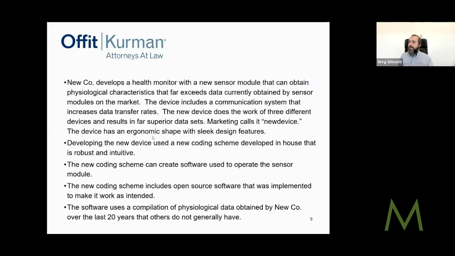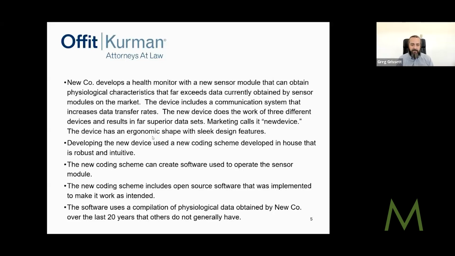Okay, I'm going to go through an example of how these different rights interrelate to protect a product, and I'll read and kind of paraphrase some of this, but you can read along. Nuco develops a health monitor. It has a fancy new sensor that really obtains these physiological characteristics. It's got a new communication system that helps with data transfer. It does the work of 3 different devices and has superior data sets.